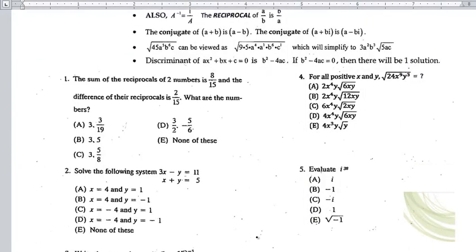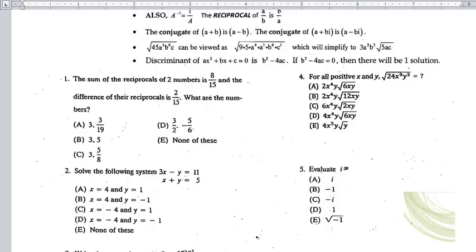Okay, the sum of reciprocals of two numbers is 8/15, and the difference of their reciprocals is 2/15. What are the numbers? This is kind of an interesting problem because it's not necessarily that easy to do. But one thing is, if I add the numbers together, they have to equal 8/15, which is pretty small. It's about a half.